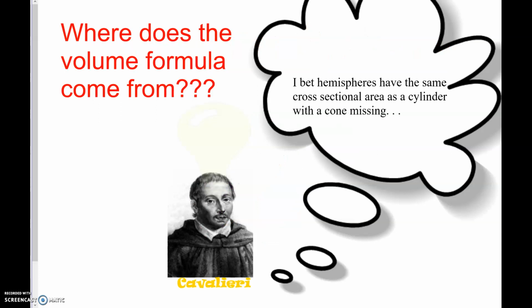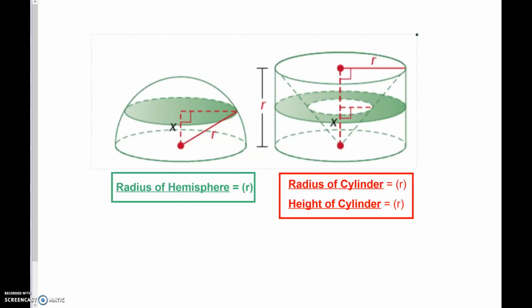All right, so where does the volume formula come from? And this is a big one. Mr. Cavalieri here studied this, and what he studied was hemispheres having the same cross-sectional area as a cylinder with a cone missing. So he compared every single hemisphere's cross-sectional area, is what he's thinking, with a cylinder with the cone's missing cross-sectional area. So we're going to talk through this. It's going to be a bit confusing.